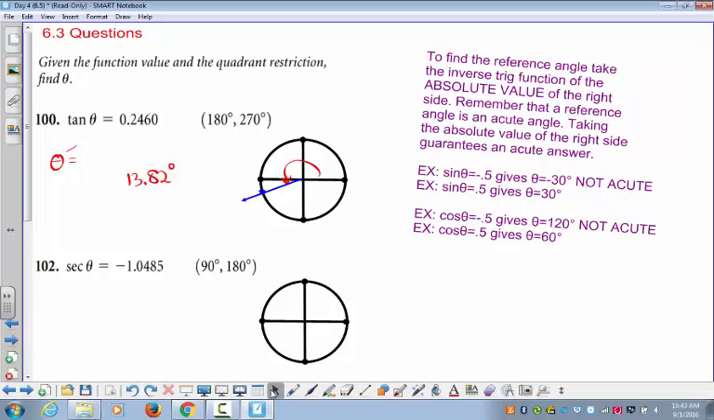And the way we are going to find theta prime is by doing the inverse trig function of the absolute value of the ratio. This ratio was positive, so it didn't matter. That's going to be the reference angle. So that's what I say over here. To find the reference angle, take the inverse trig function of the absolute value of the right-hand side. That'll give you your indicator of how to figure out theta from theta prime.